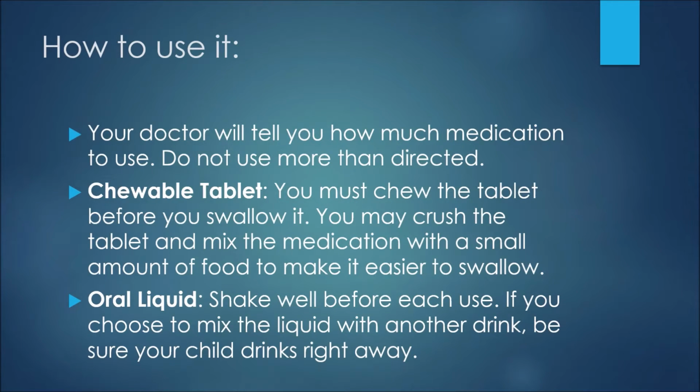We'll now discuss how to use amoxicillin. So first off, your doctor will tell you how much medication to use. Do not use more than directed. If you're using the chewable tablet, you must chew the tablet before you swallow it. You may crush the tablet and mix the medication with a small amount of food to make it easier to swallow. If you're using the oral liquid, shake well before each use. If you choose to mix the liquid with another drink, be sure that your child drinks it right away.